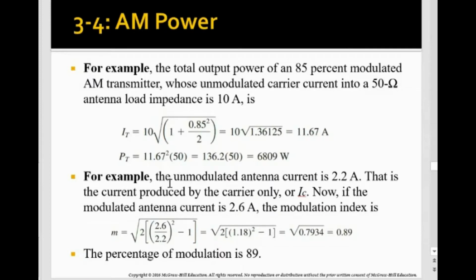we have the unmodulated antenna current of 2.2 ampere. That is the current produced by the carrier only, or IC. Now, if the modulated antenna current is 2.6 ampere, so this is the modulated antenna current, which is 2.6, means the total current. The modulation index can be calculated as well using this equation.